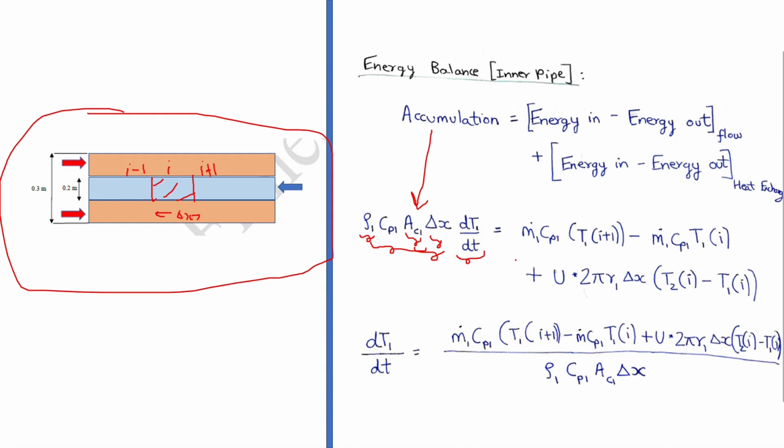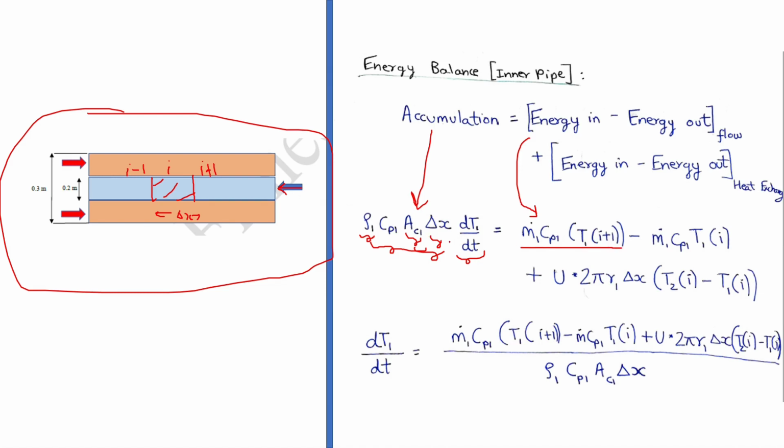and we have the rate of change in temperature with respect to time. Then we'll take a look at the terms which correspond to the energy related to the flow. So since it's a counter current heat exchanger and we are looking at the energy balance of the inner pipe, we have m1 cp1 into T1.